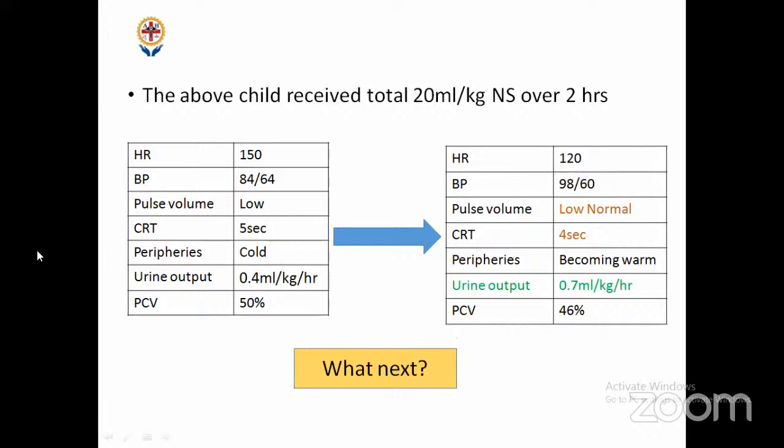This is the most common dilemma we face: the child is improving, and whether I want to mess with the child. Everyone knows that at some point we need to come down on the fluid. So question yourself, why not this hour? You cannot keep on giving 10 ml per kg per hour for the next 48 hours. At some point, we know that we need to come down on the fluid.